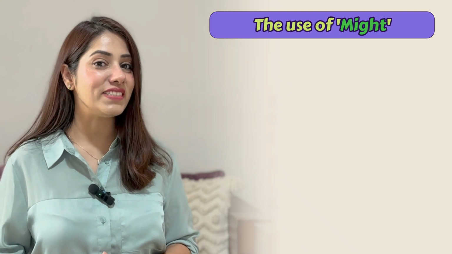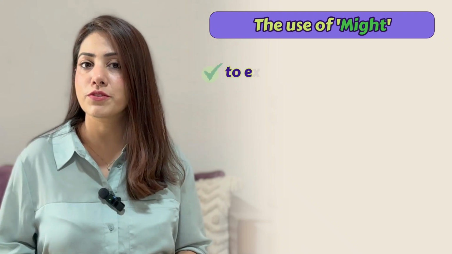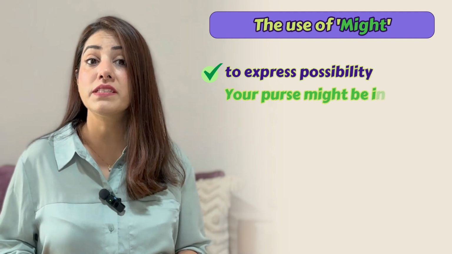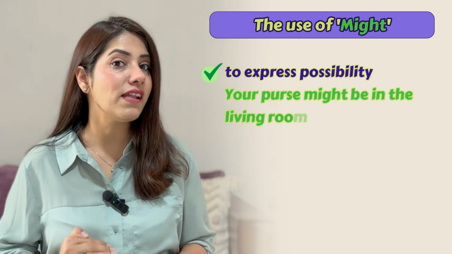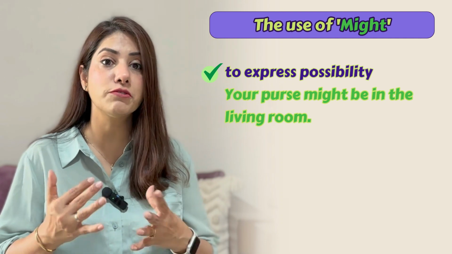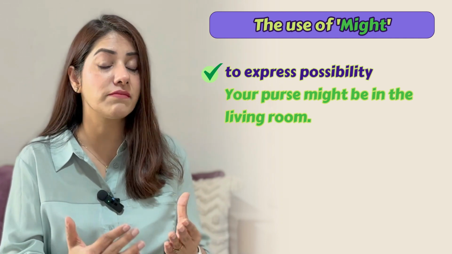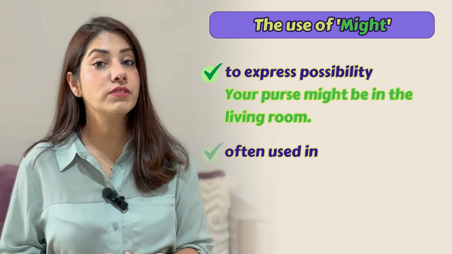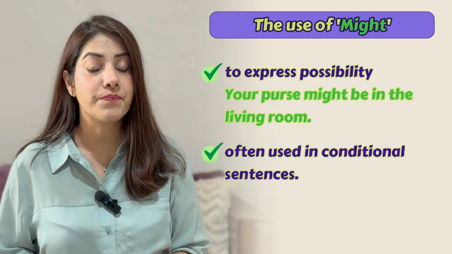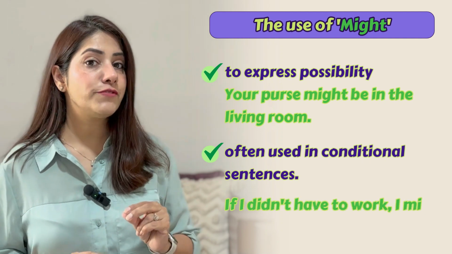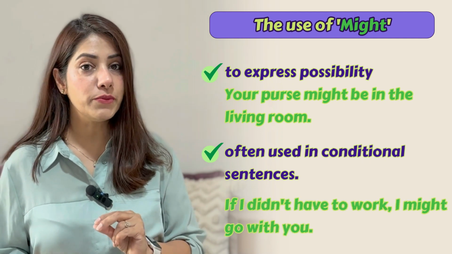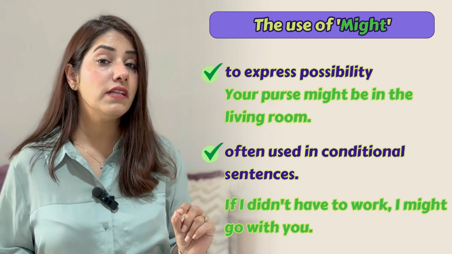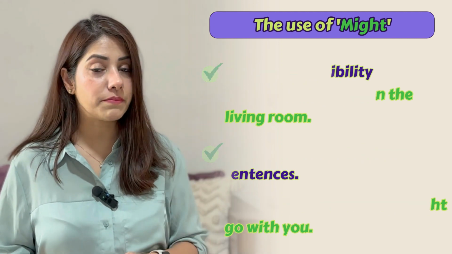Might. So might is also used to express possibility. Your purse might be in the living room, but the possibility, the chances are less here. So might is used to express the possibility where the chances are lesser than may. Might is also used in conditional sentences. Say, if I didn't have to work, I might go with you. So here might is being used to express a condition and the possible outcome.